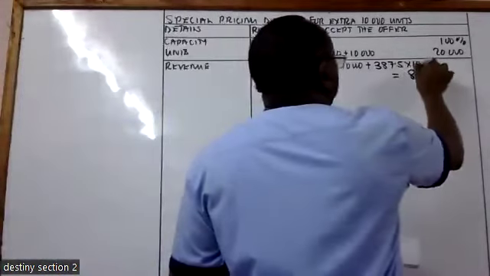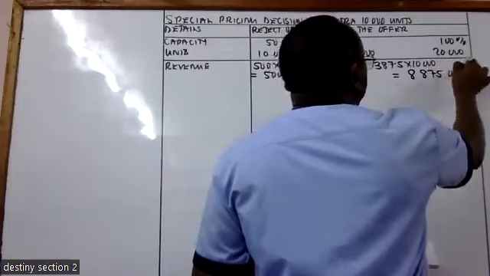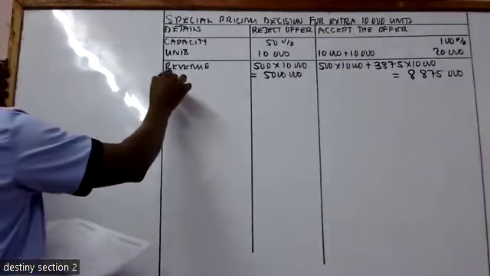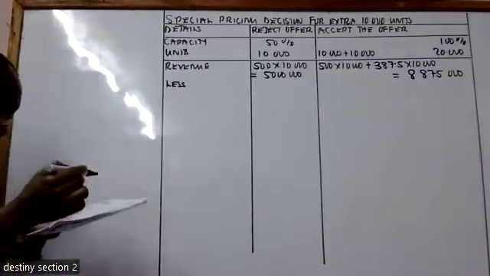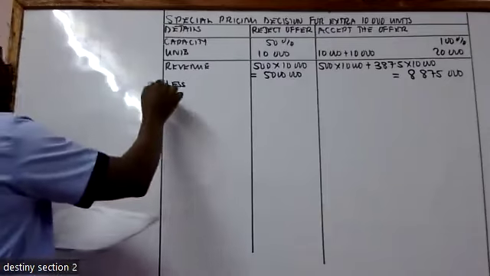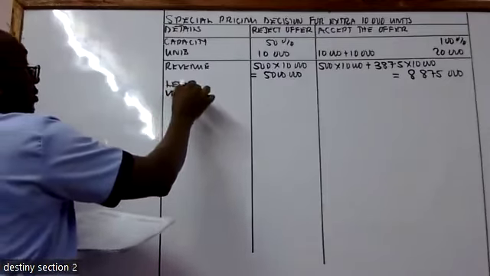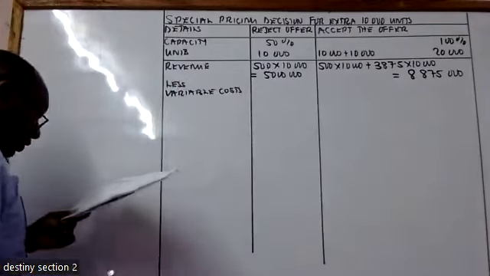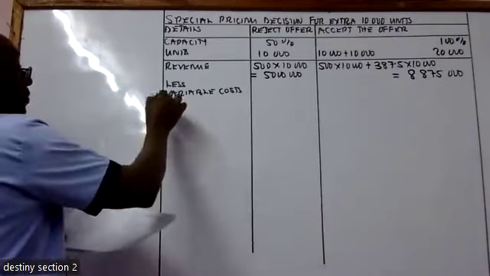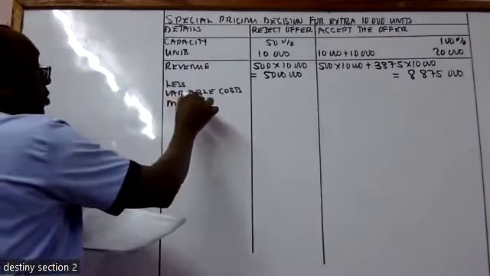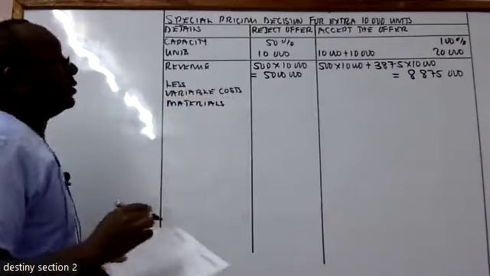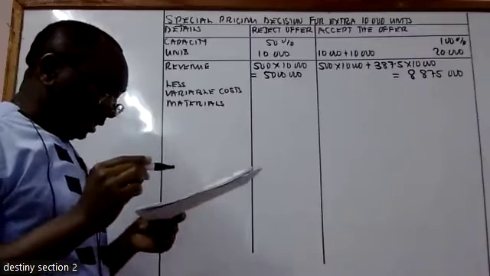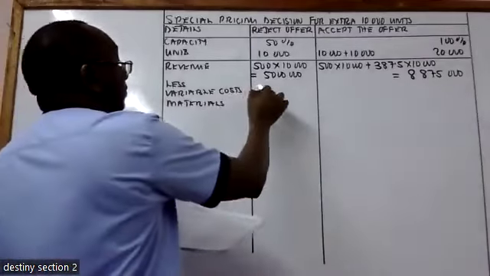$8,875,000. That's the revenue. Then you say less. We can start with the variable costs. So the variable costs, we have materials. So materials, in the first case, you just put it as it is given, 1 million.